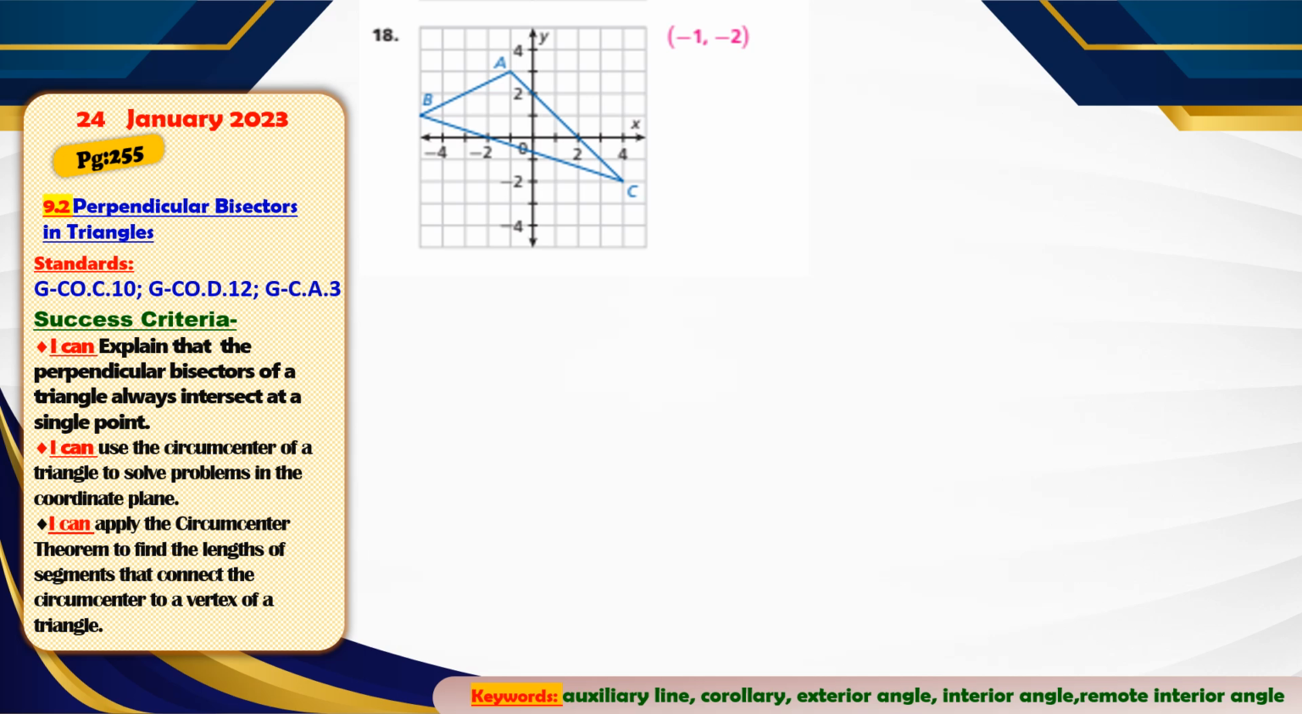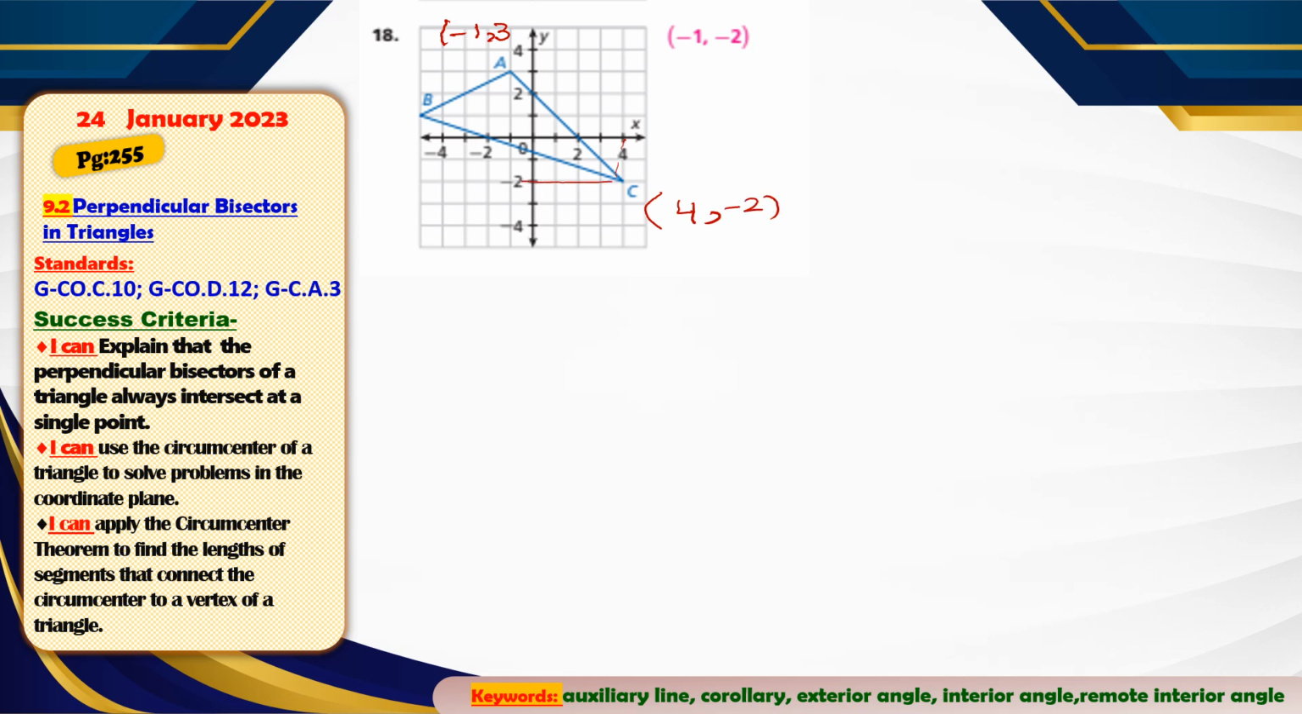Okay, so let's choose any one of the lines. So I think A or C is okay. You can choose anything, but A or C. So write the coordinates of A and C. A is negative 1 and 3. And what are the coordinates of C? First we write the x value, that is 4, and then the y value, that is negative 2.